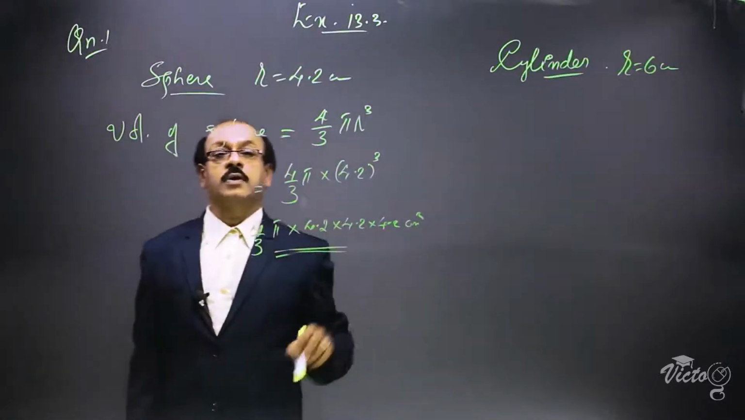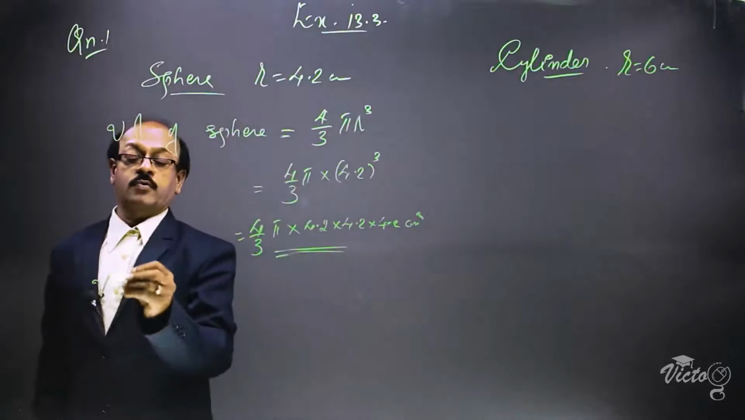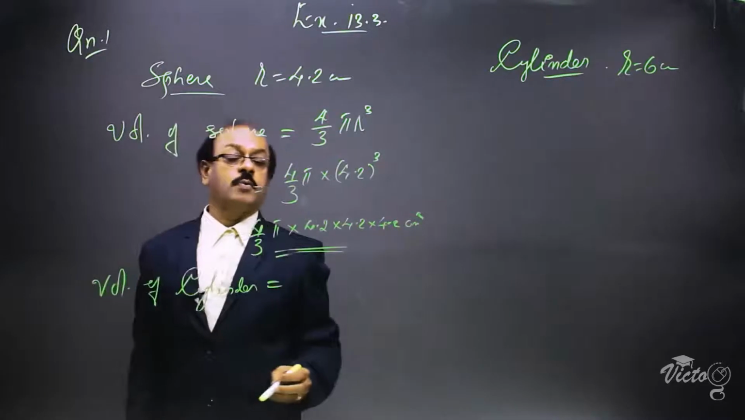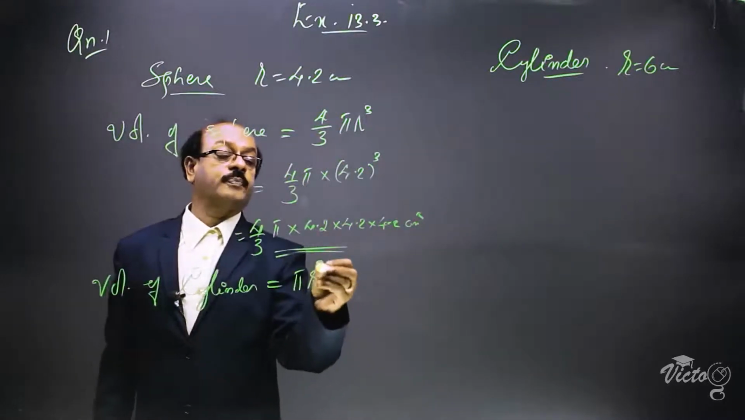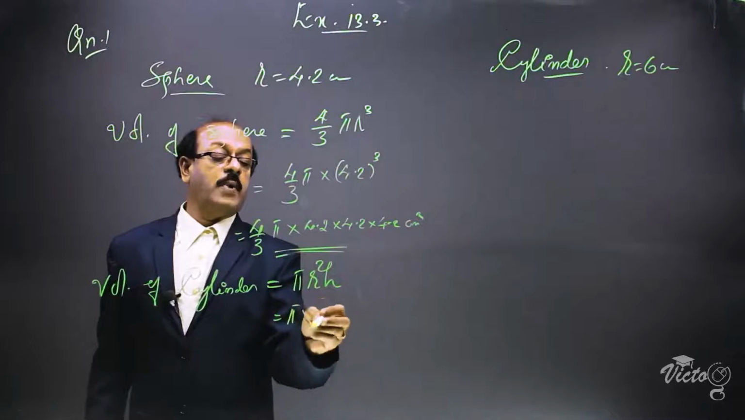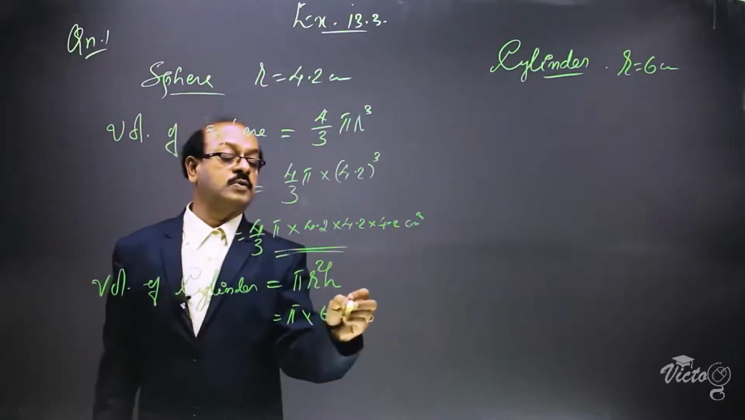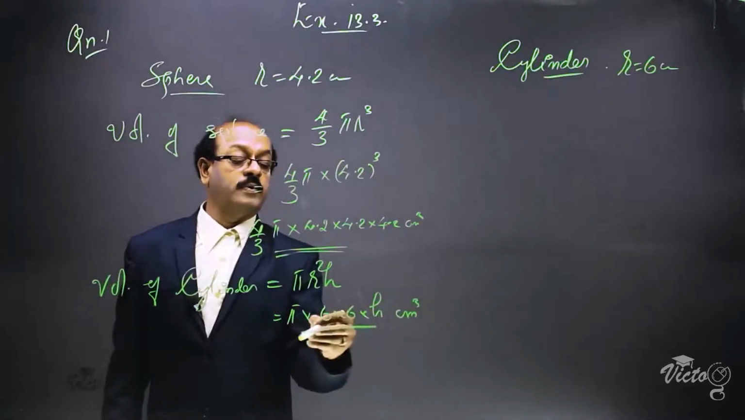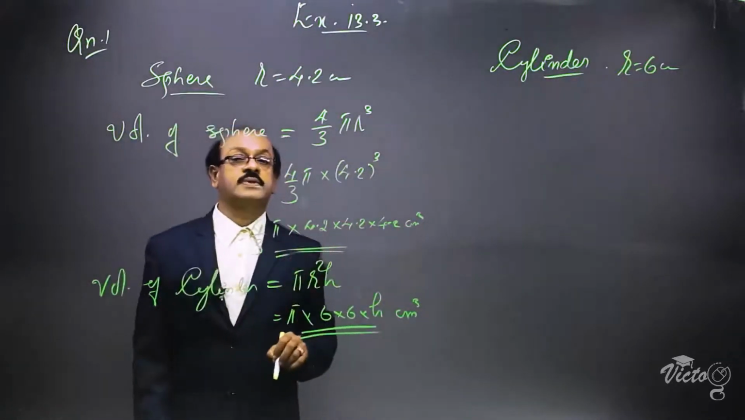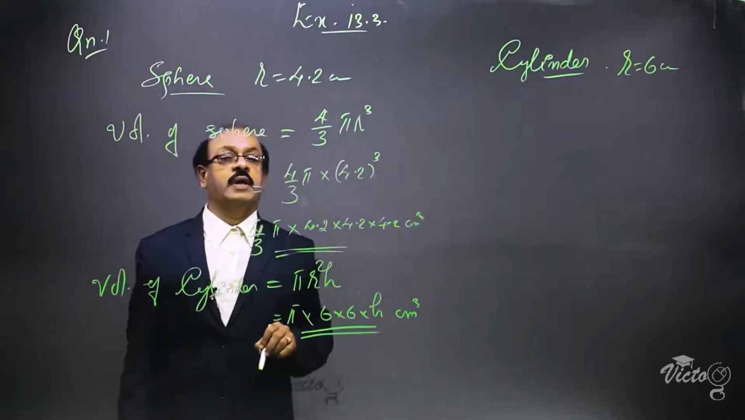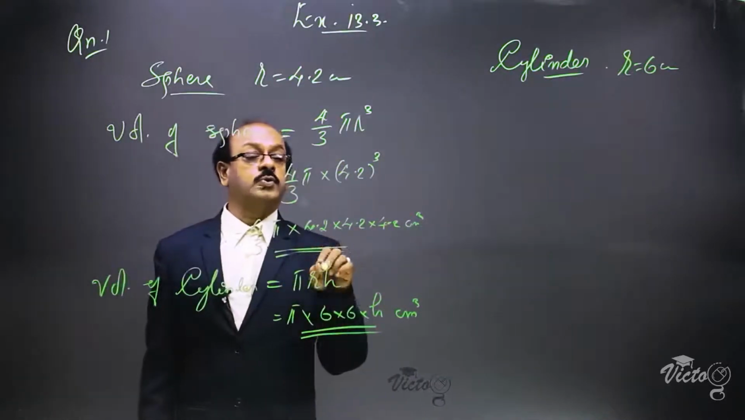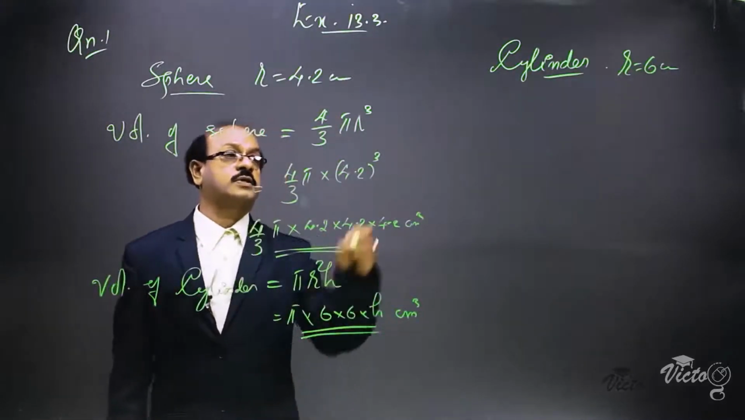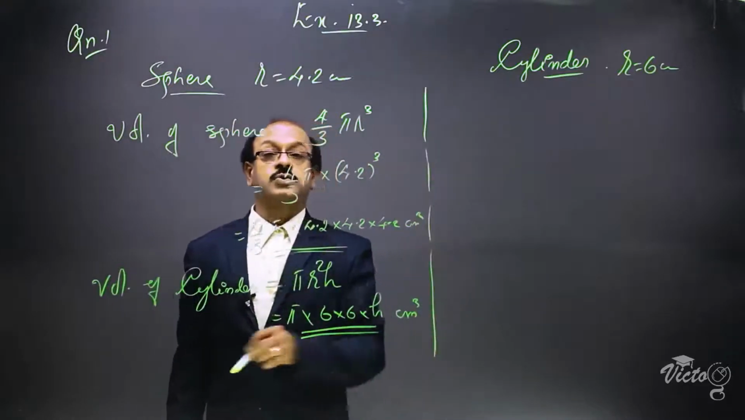This is melted and recast into a cylinder of radius 6 centimeter. Now we have to find out the volume of cylinder. Volume of cylinder formula is pi r square h. Pi into 6 into 6 into h. We have to find out the value of this h, centimeter cube. Now we are equating these two volumes. We will get 4 by 3 pi into 4.2 into 4.2 into 4.2 will be equal to pi into 6 into 6 into h.